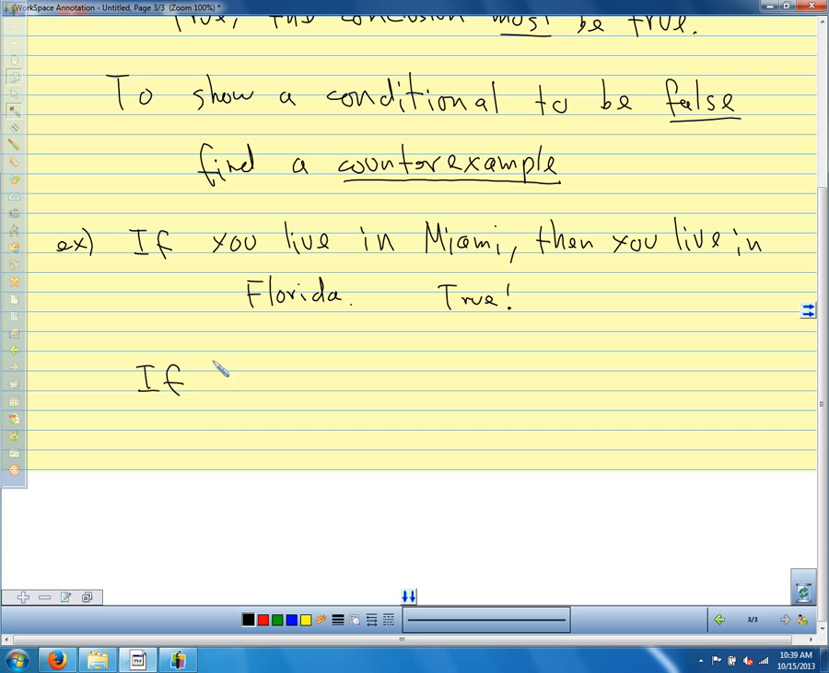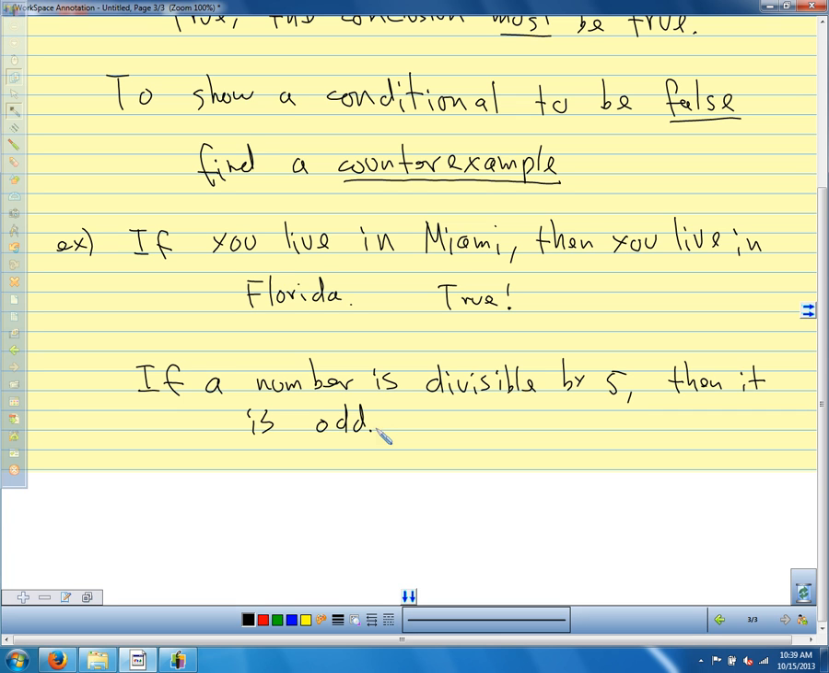So we want to know if it's true or false. If it's false, find a counterexample. If a number is divisible by 5, then it is odd. So we want to know if that's true or false. We want the truth value. If it's false, we want a counterexample.